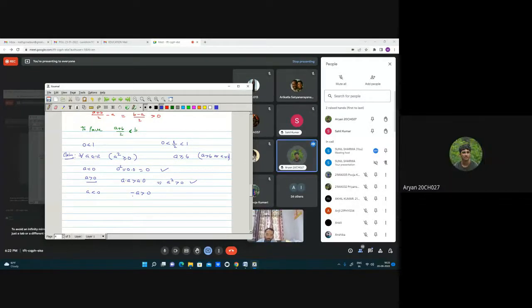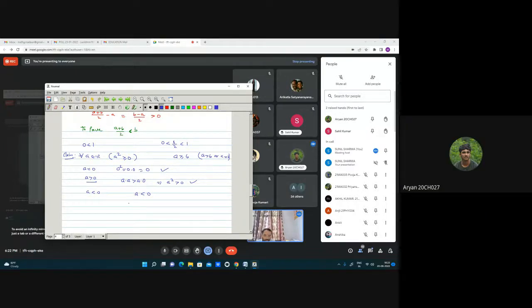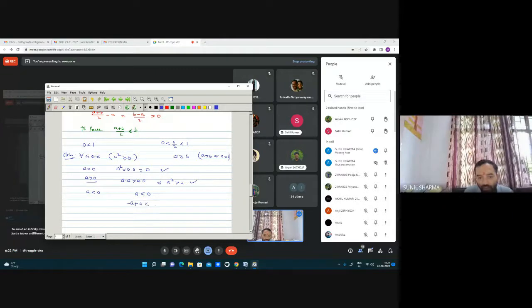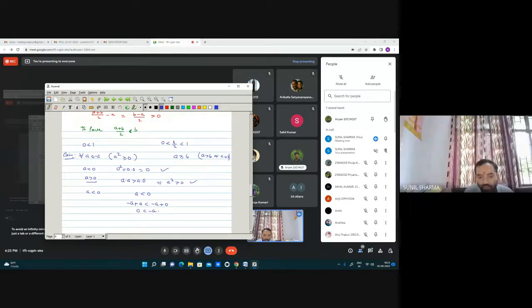Yes, sir. So we can write that the distance must be positive. If A is less than 0, then 0 minus A would be greater than 0. Otherwise, we can write A less than 0 and add the additive inverse of A, which is minus A. Then minus A must be greater than 0.